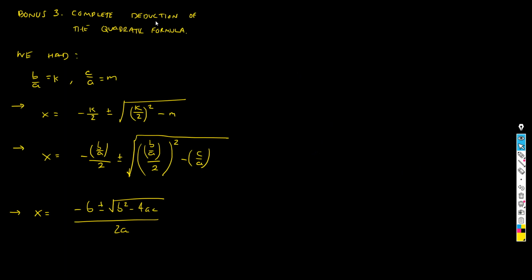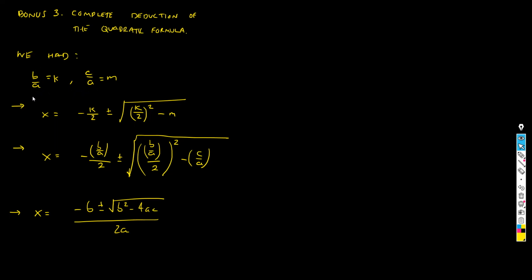Hello guys, welcome to bonus 3, in which I'm going to complete the deduction of the quadratic formula. Remember that we left off, we got this far. We had the relabeling: b over a equals k, c over a equals m. I made that for simplicity purposes.